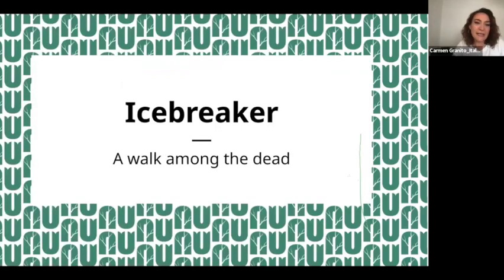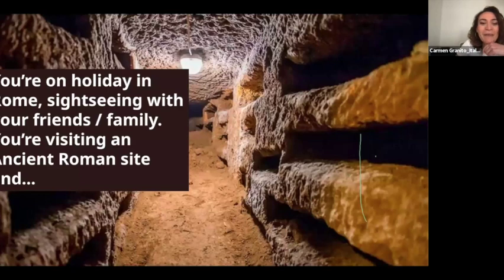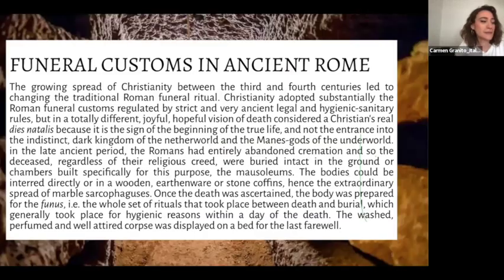So let's start with a little icebreaker, a walk among the dead, which sounds ominous, but actually just a way to make a start. So imagine you're on holiday in Italy, in Rome, and you are sightseeing with your friends. You're going around and visiting ancient ruins, archaeological stuff, and you're visiting this ancient Roman site, and you bump into something like this. Okay, a panel. So just without going through it, don't read it yet.